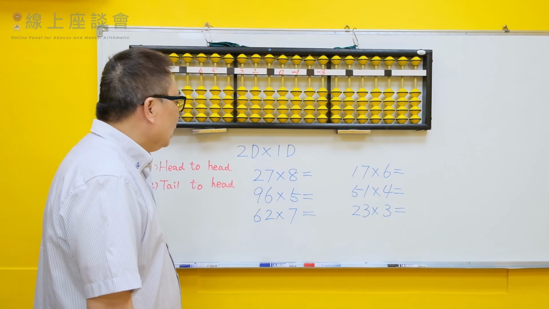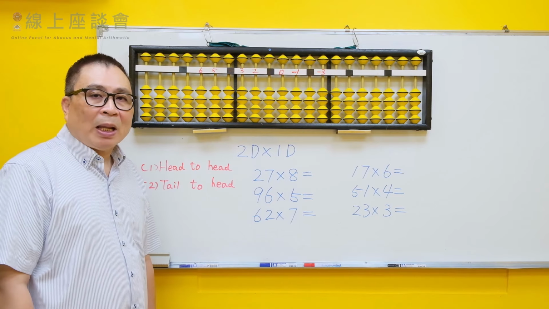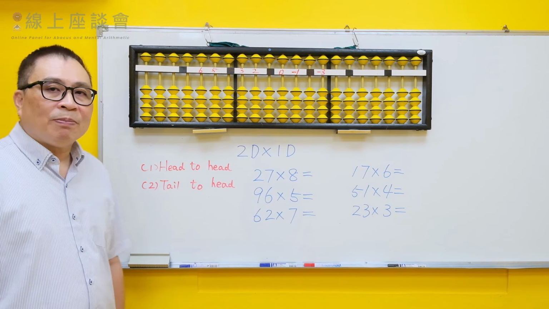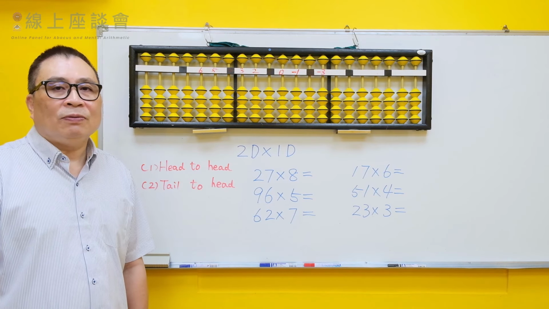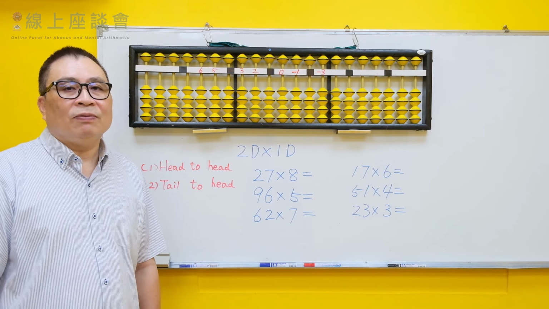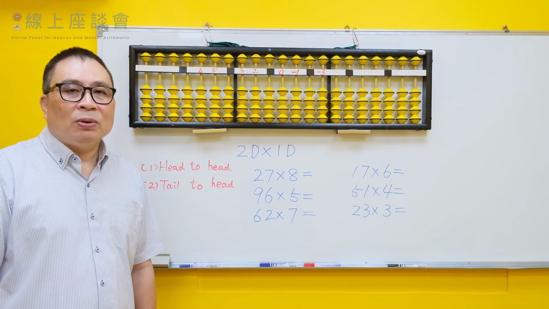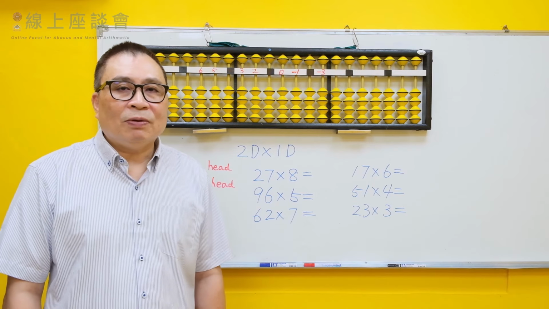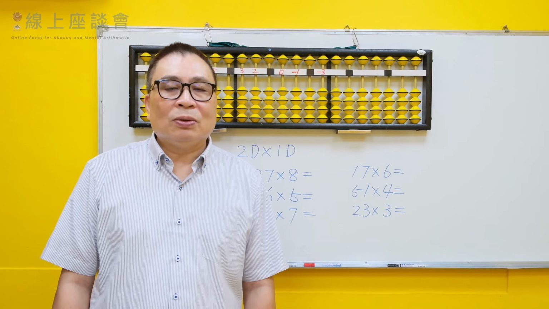Firstly, let's look at the 2 digits times 1 digit. There are 2 different methods in multiplication. One is the head-to-head and the other is the tail-to-head. These are different from the school's method, where it uses 1's unit to multiply another 1's unit. It starts from the lower value.